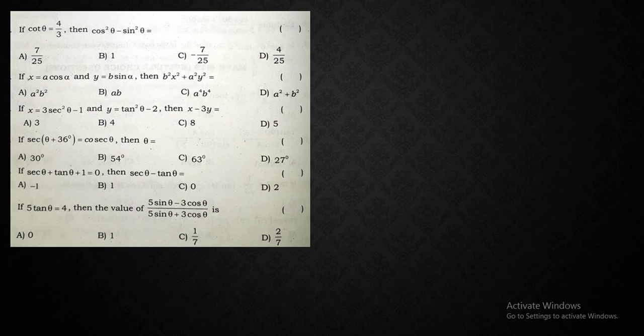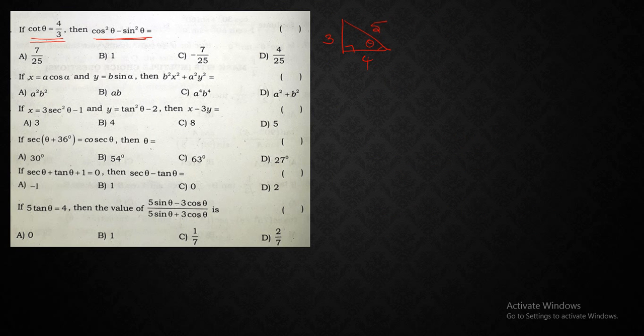Next, moving on to one more question. Cot theta is equal to 4 by 3. Then cos square theta minus sin square theta is equal to? Clearly, this is a right angle triangle. Cot theta is equal to 4 by 3, which means adjacent by opposite. So this is 4 and this is 3, and clearly the hypotenuse is 5, since 3, 4, 5 is a Pythagorean triplet.